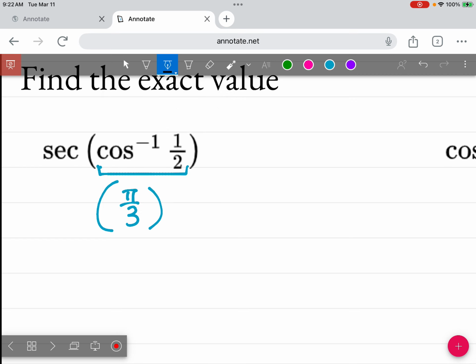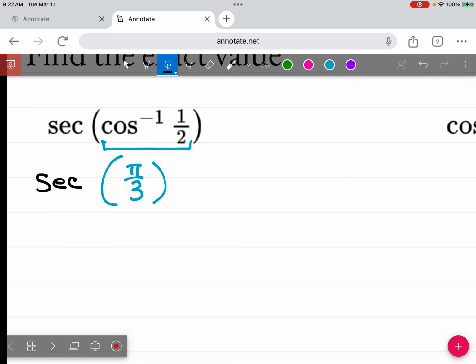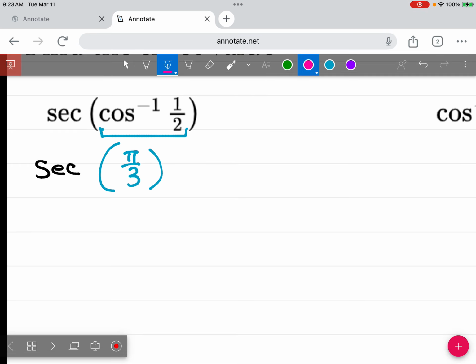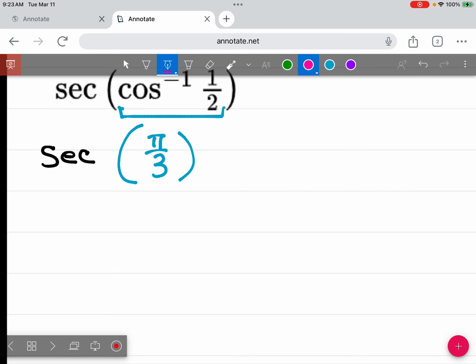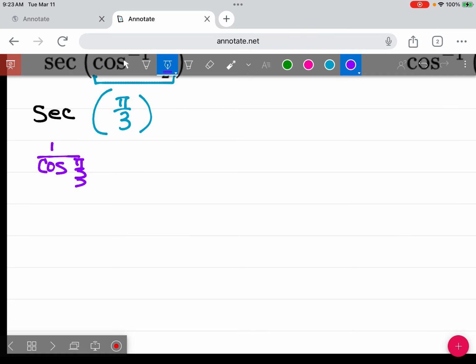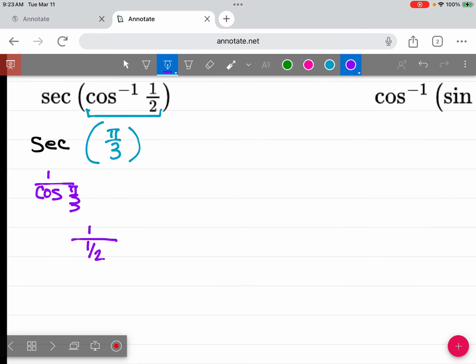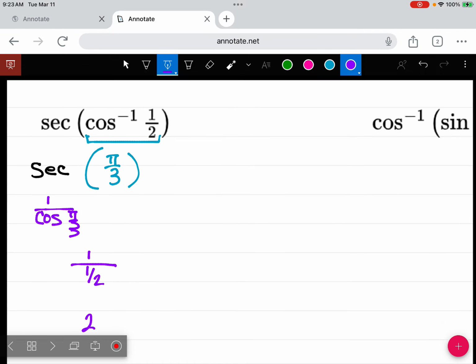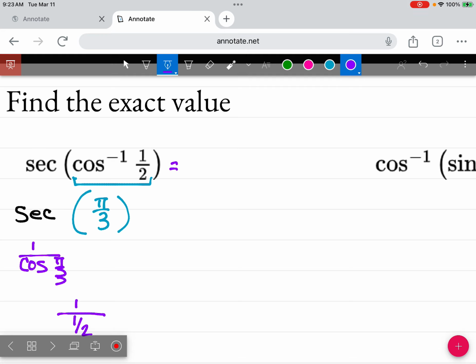So what we're really being asked to find is the secant of pi over 3. Well, secant, we know, is the reciprocal of cosine. We know our cosine was 1/2. So to get 1 over cosine of pi over 3, that's really telling us to do 1 over 1/2. So this whole thing is going to simplify down to just 2, the reciprocal of 1/2.